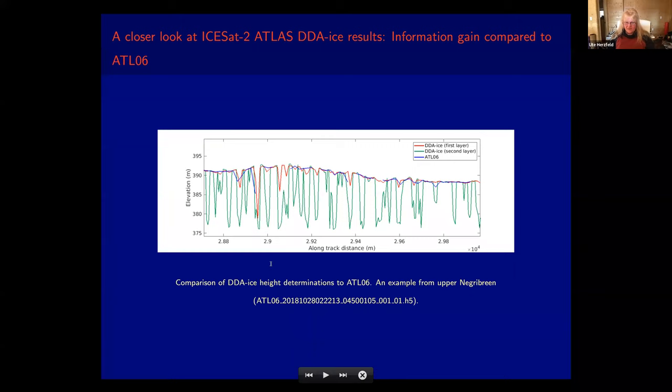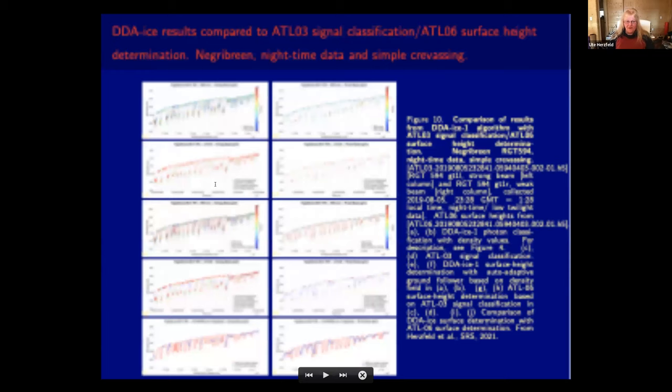So a second advantage of the DDA is we can do two-layer analysis. So for the snow-covered crevasses, we found the surface and the bottom. And of course, ATL06 has no capacity for this feature. When I wrote a paper on this, some reviewer asked me to make detailed comparisons between ATL03, ATL06, and DDA. So these are sort of in the talk here, but I admit they may be too complicated.